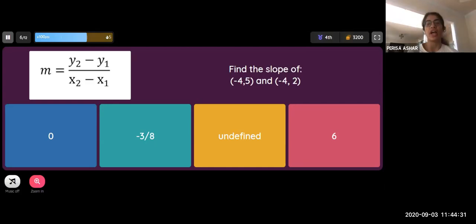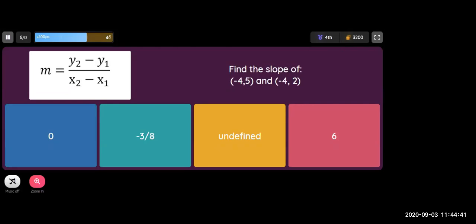If you remember, if your denominator x2 minus x1 equals 0, it will always be undefined. That's a really good job, because that was kind of tricky. Also, I don't know if this will help you, but say in these 2 points, what do you find similar? The x coordinate in both points is -4. So if both points have the same x coordinate, then it's going to be a vertical line, which means undefined.